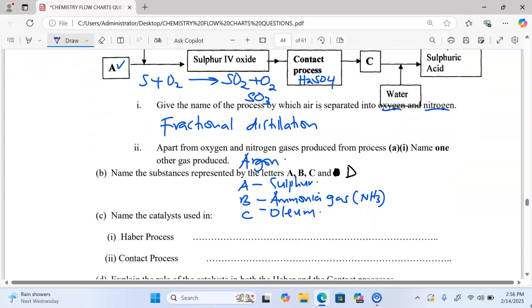C, name the catalyst used in the Haber process. We use iron catalyst. We also have the contact process. In the contact process, we use vanadium 5 oxide. We can also use platinum.